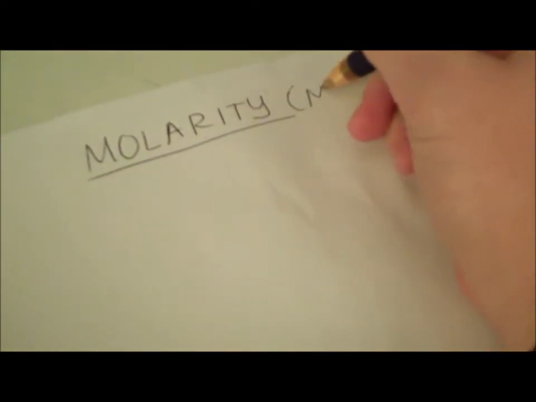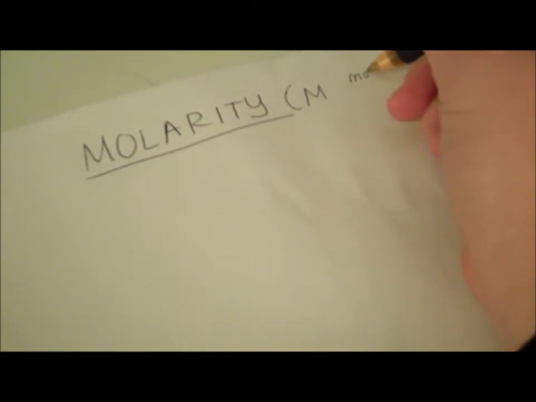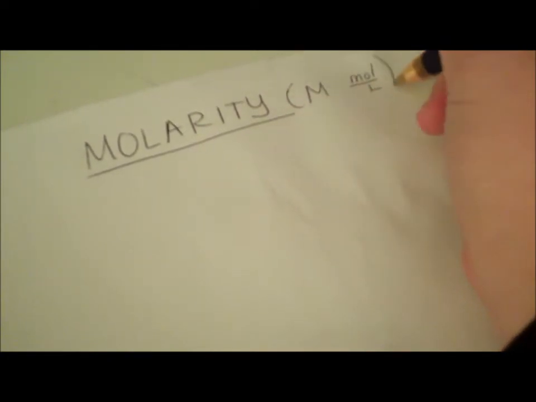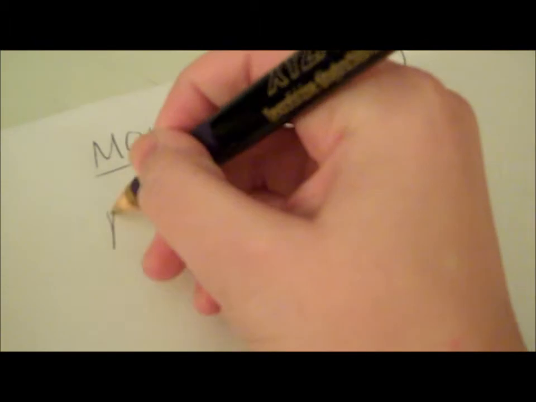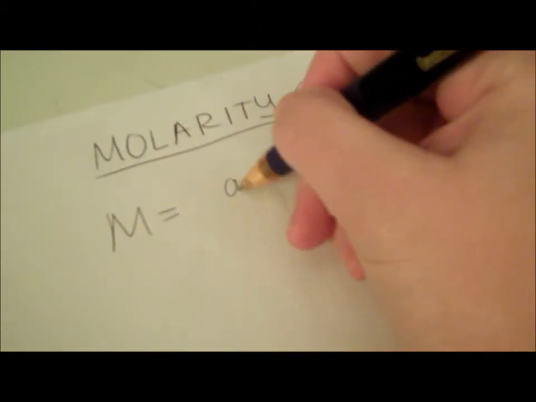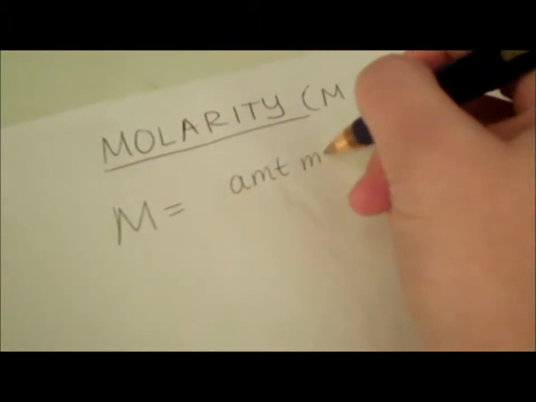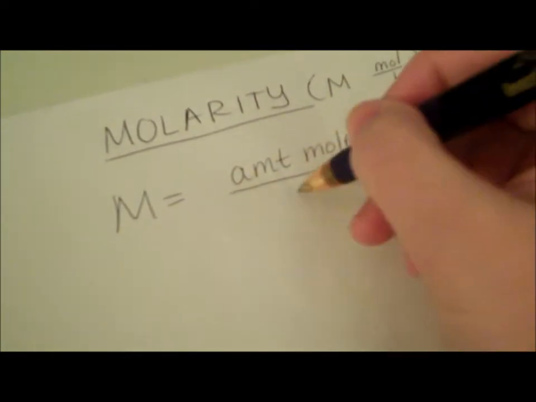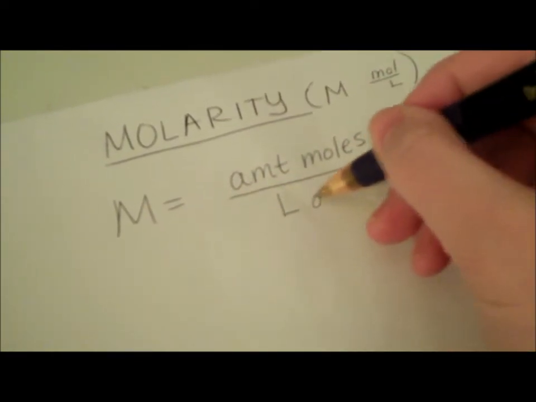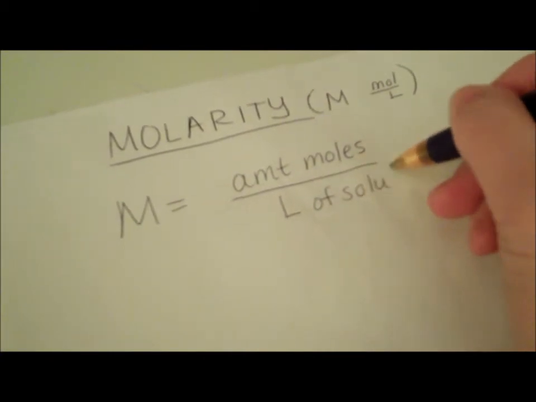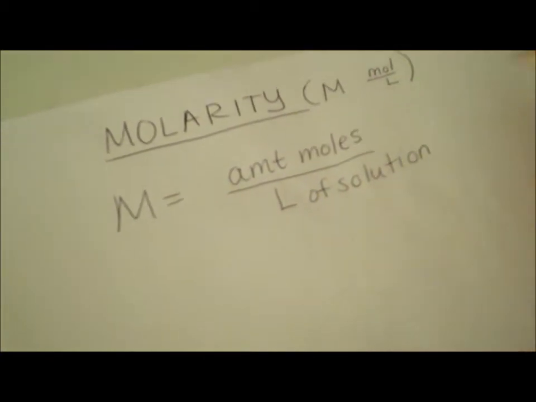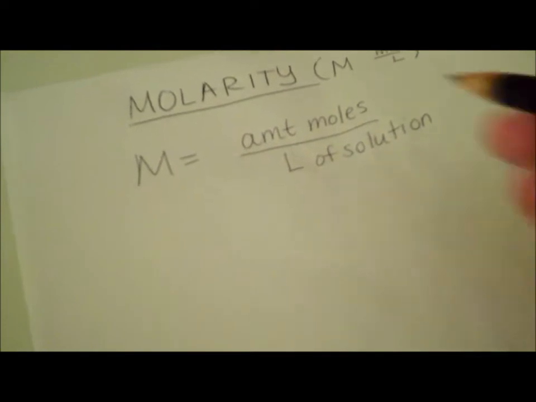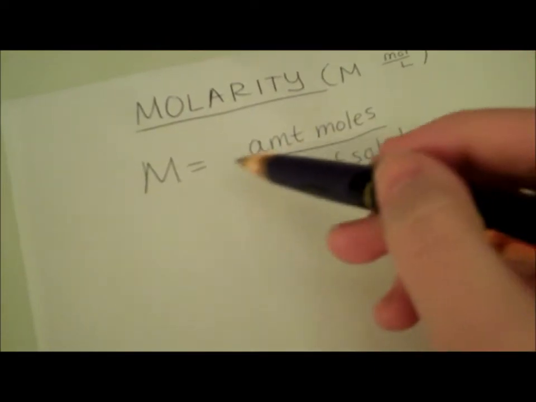We'll be looking at molarity. Molarity is represented by a big M, and its units are moles per liter. Molarity is equal to the amount of moles of your solute over the liter or volume of your solution. Now, you can use this as an equation and just divide to get your molarity.